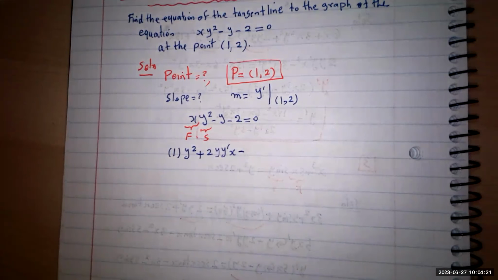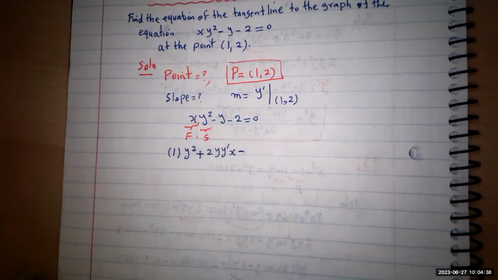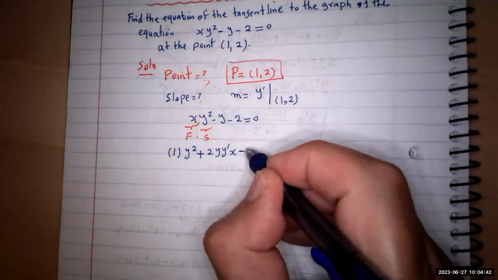Derivative of y, 2y prime? No, it's going to be just y prime. Remember, the power is 1. Bring the 1 down, and it would be y to the 0, which is 1. So it's just the derivative, y prime. That's it.